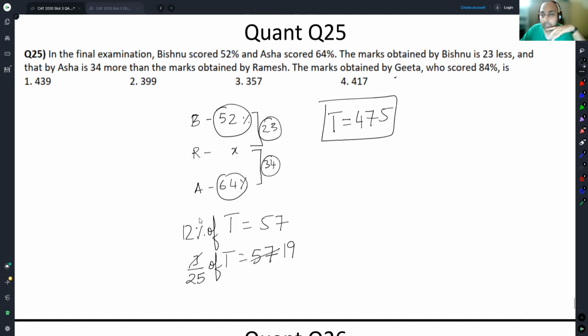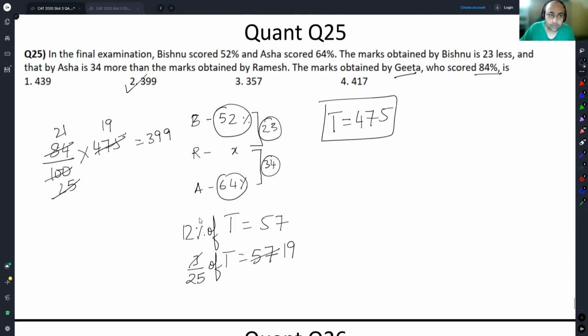The marks obtained by Geeta, who scored 84%. So 84% will be 84 by 100 into 475. 21, 25, 19, 21 into 19. This is 399. Therefore, option 2, 399. Yes.